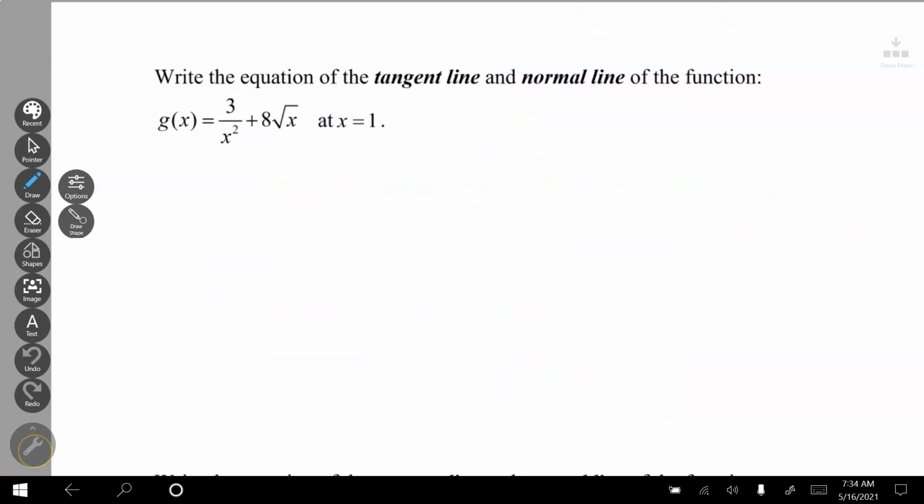So again, I'm going to do a tangent or normal line. I have my function, I have my given x value, but the problem with this function, I don't like the form, so I'm going to rewrite it as this.